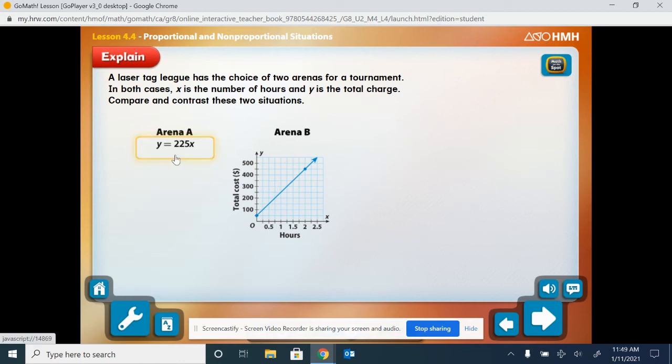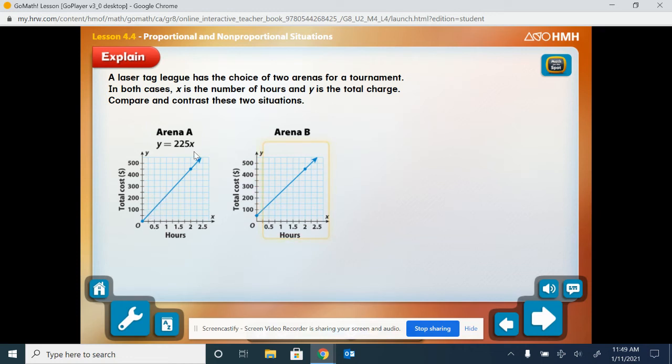So the arena A, it's y equals 225x. So that means that the y-intercept is going to be 0. So it's going to be proportional. The graph of arena A is a line. Find the equation for arena B. So it's proportional. The y-intercept is going to be 0, and the slope is 225. So that means I go 225 up, and then I go over 1, and then right there, 225, and then I go 225 again, and then I go over 1 again.